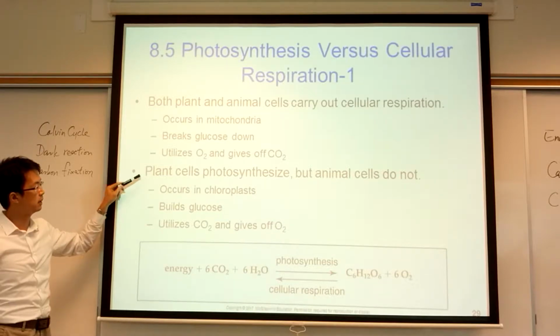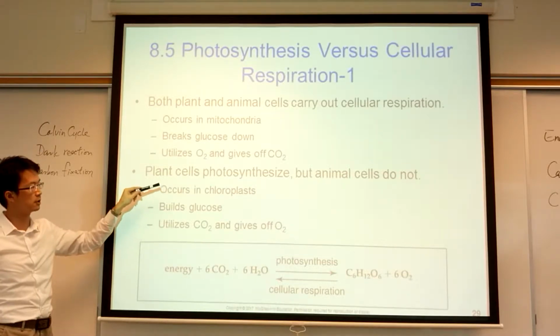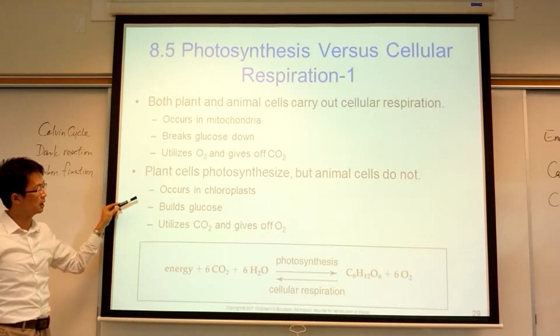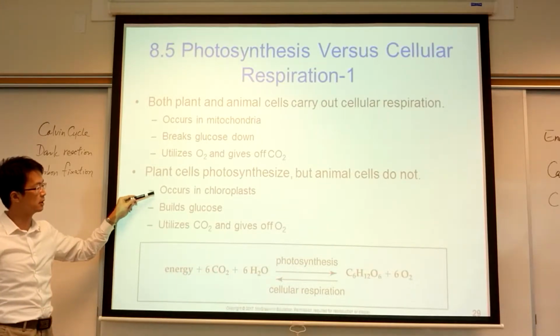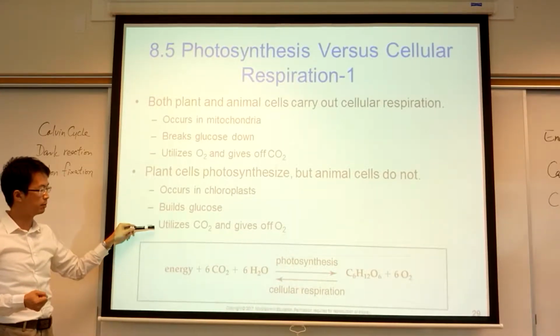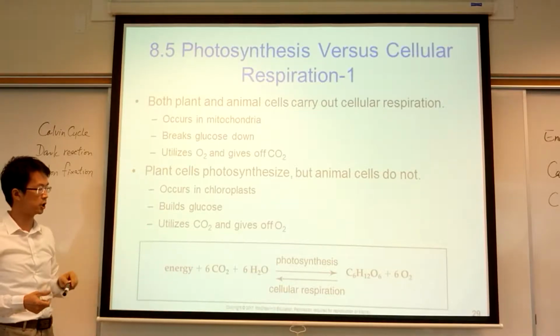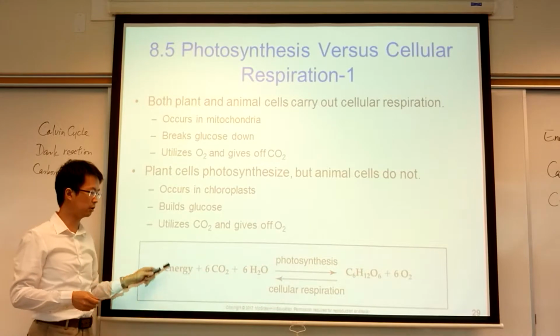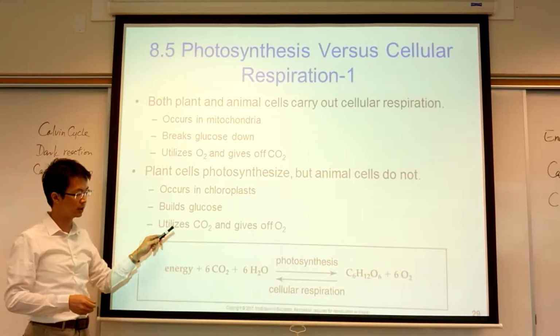And then plant cells use photosynthesis, but animal cells do not do photosynthesis. It occurs in the chloroplast. The main product, the main goal, is to make glucose. The byproduct is oxygen. So this chemical pathway, you see it repeatedly.